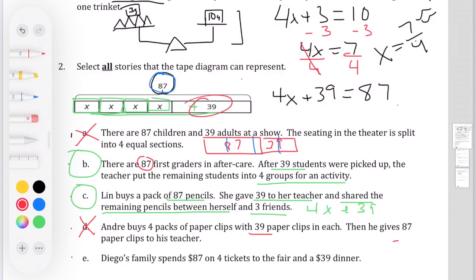Letter E, Diego's family spends $87 on 4 tickets to the fair and $39 for a dinner. Well, the total money spent would be 87 plus 39, which unfortunately is going to be greater than the 87 total that we can afford or have with our diagram up above. So B and C are your correct options.